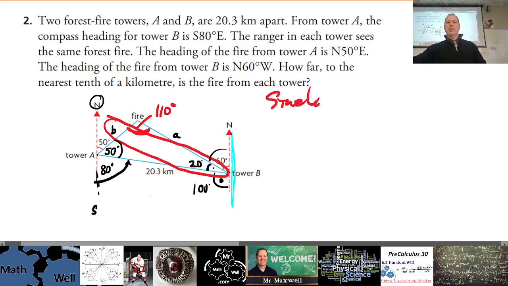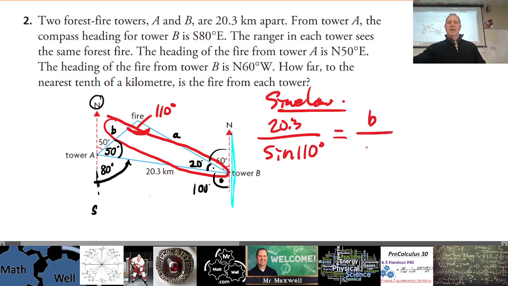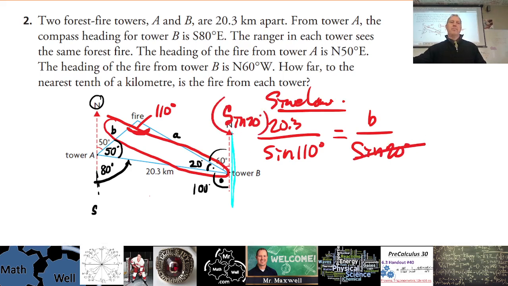Let's use sine law. So I'm going to set up, I'm trying to find the side, so I'm going to put the side on top. 20.3 over sine of 110. Okay, that's the pair that I'm given. Equals, let's find the B here. So B over sine of 20. Everyone see that? Now I bring sine of 20 over here, and I get rid of it from down there.